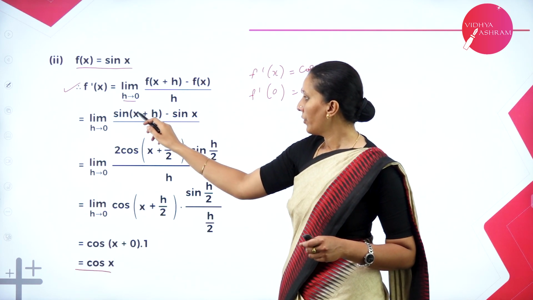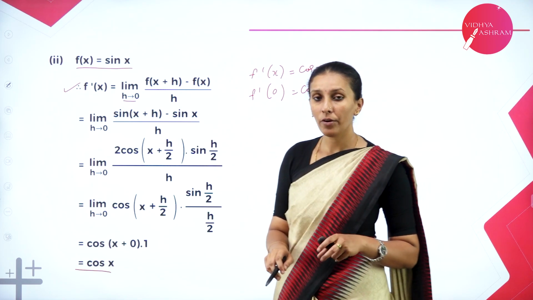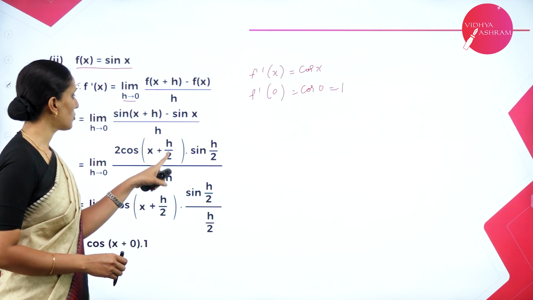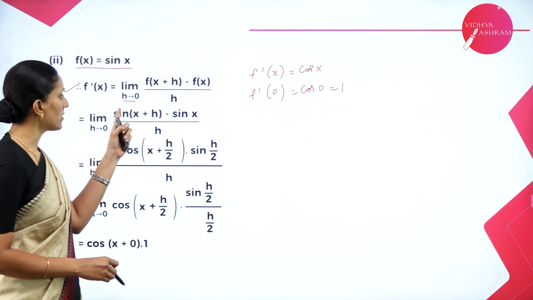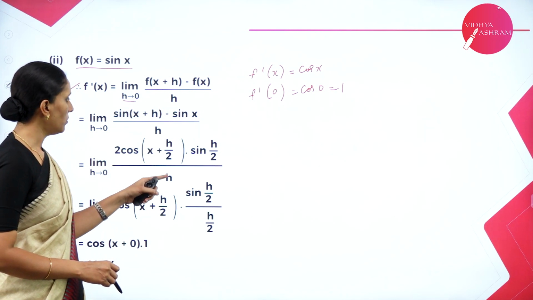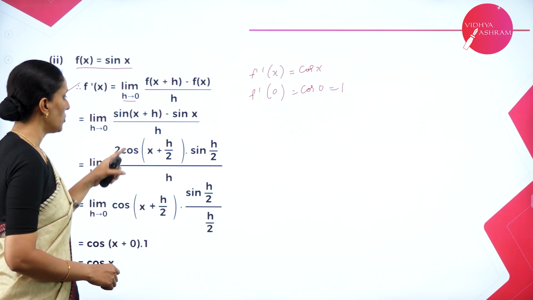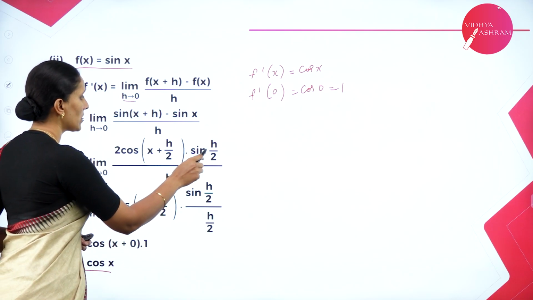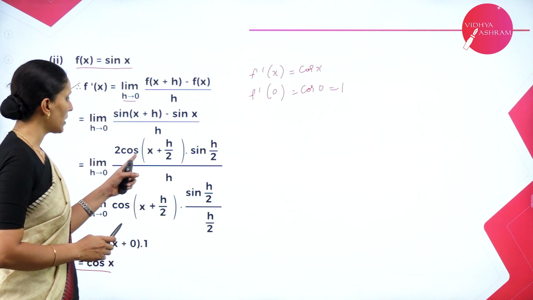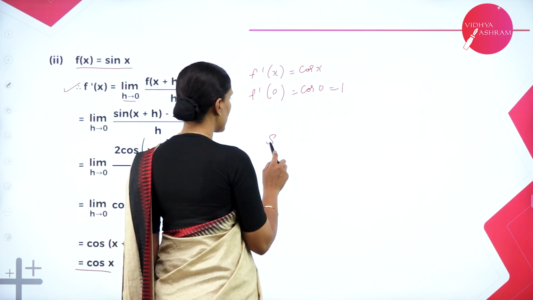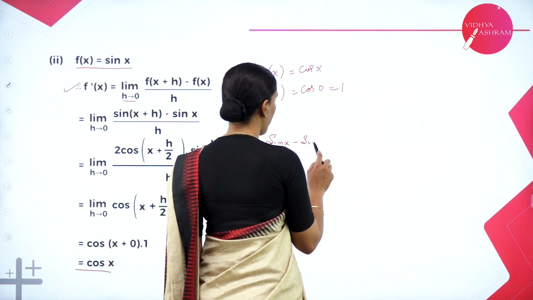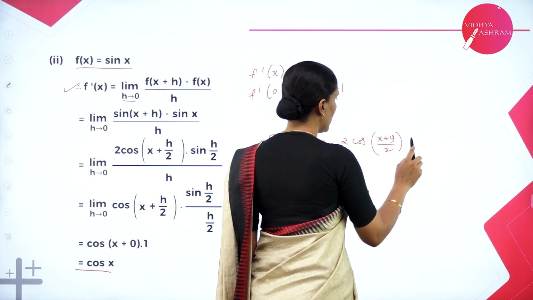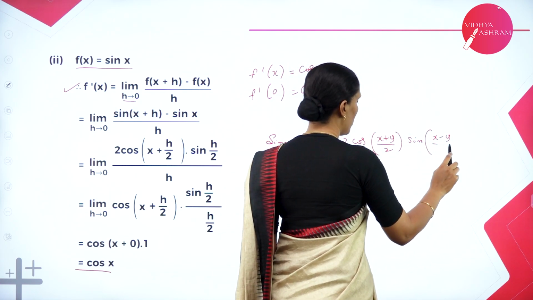Now here you can use the formula for sin a minus sin b, or sin x minus sin y, which can be written as 2 cos of x plus h plus x by 2, and sin of x plus h minus x by 2. So, using that result, we get 2 cos of x plus h by 2 into sin h by 2. This is how, using the transformation formula, sin x minus sin y can be written as 2 cos of x plus y by 2 into sin of x minus y by 2.